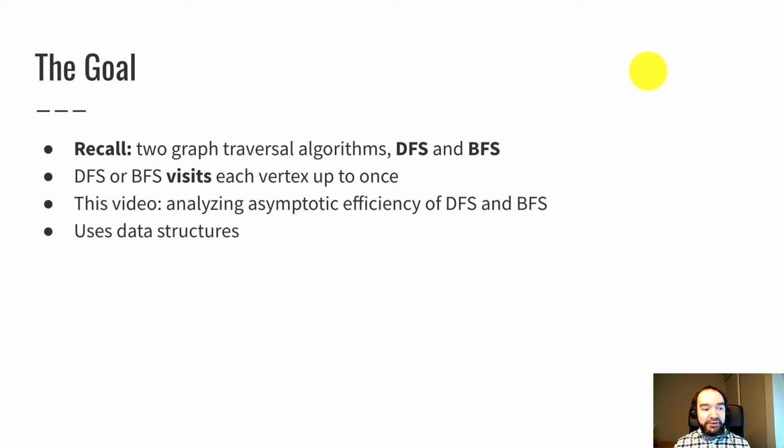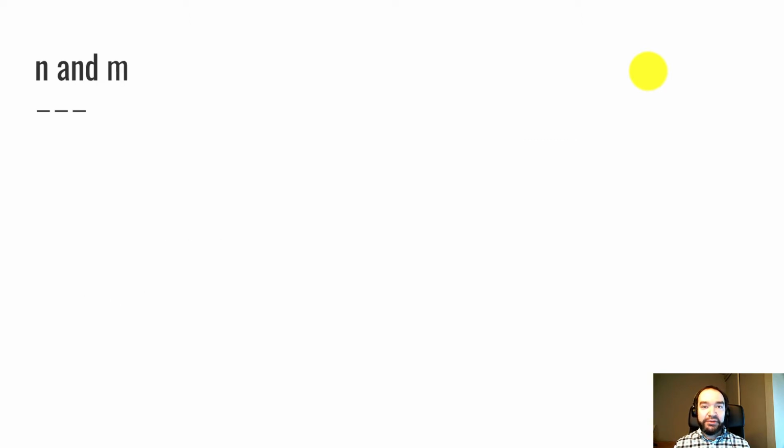Both of these algorithms use some data structures. There's the seen variable, which is a vector of booleans, and there's the to-do variable, which is either a stack in the case of depth first search or a queue in the case of breadth first search. There's also the graph data structure G that holds the graph that we're traversing.